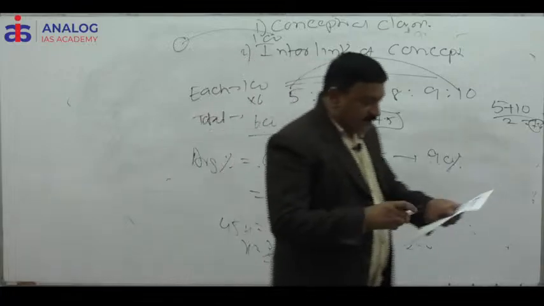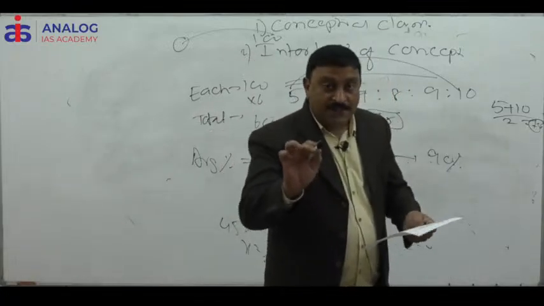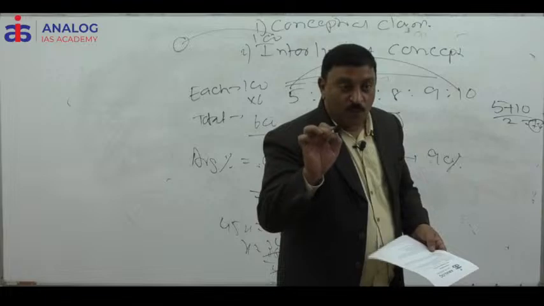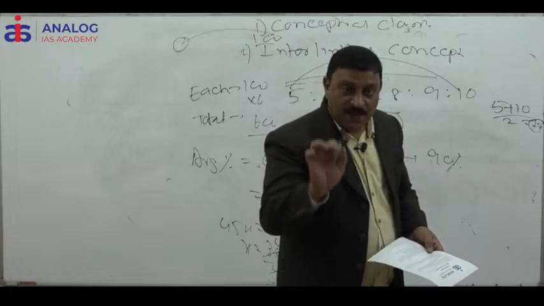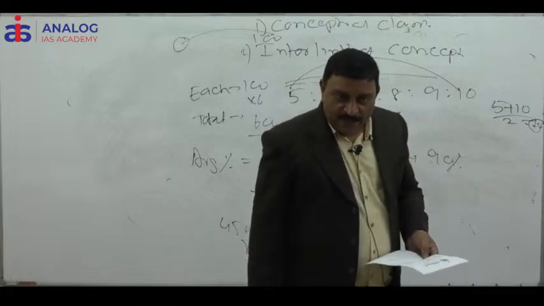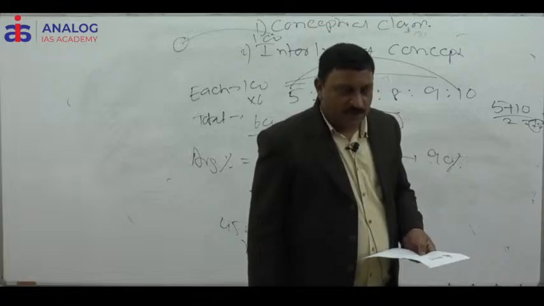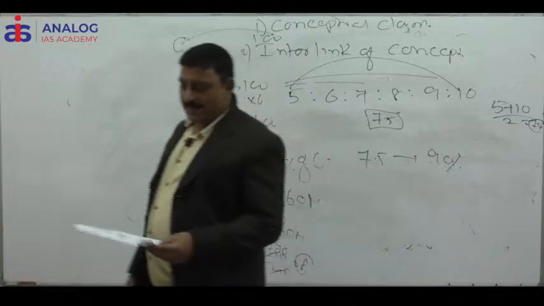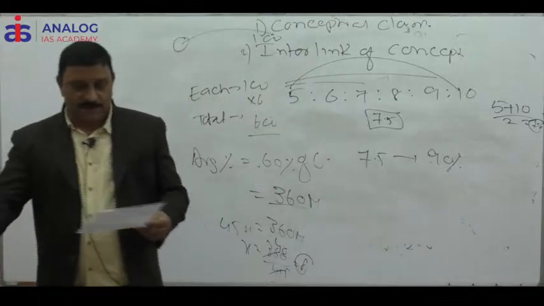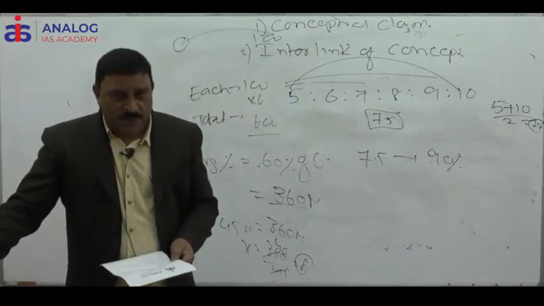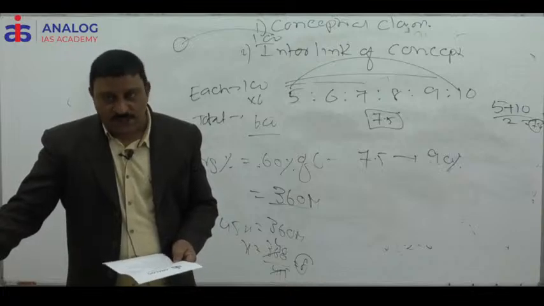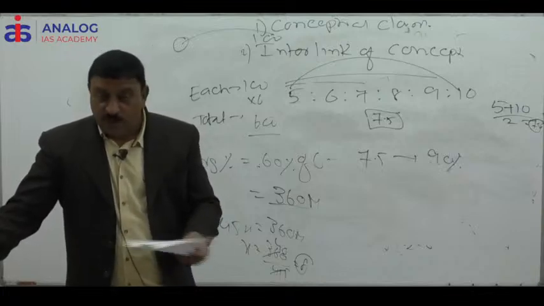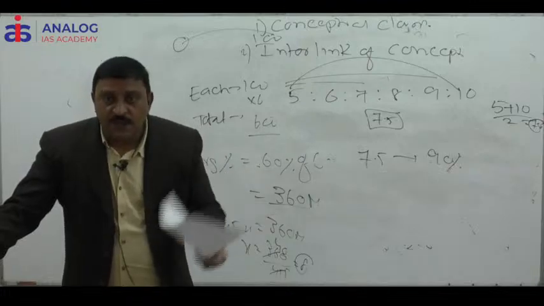That is what is given here. Overall percentage means average percentage of all the subjects together. Overall percentage means average percentage in all the subjects together. Now, even that average should be equal to this average, that's all.